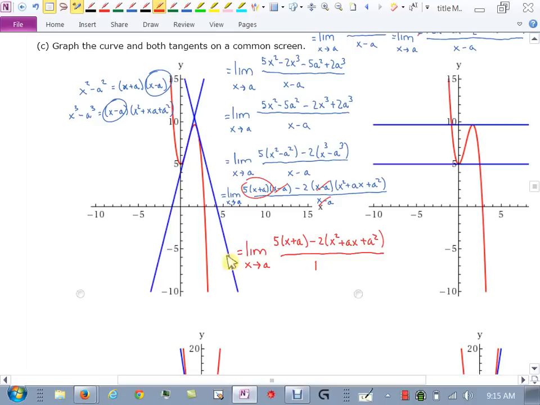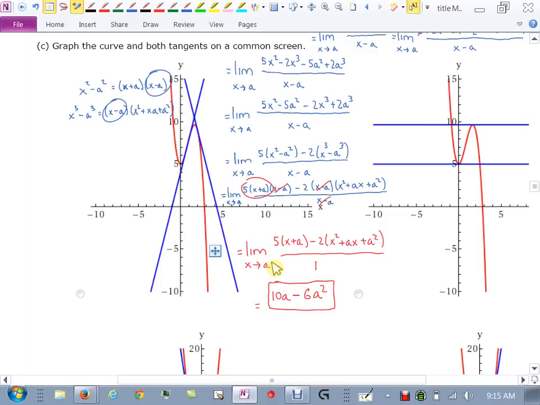And now what we do is we let x approach a. If x becomes a, we have a plus a, that's 2a, and multiplying that times 5, we get 10a. And then over here we have a squared plus a squared plus a squared, that's 3a squared, and multiplied by the negative 2, we get negative 6a squared, all over 1. So this is it. This is the slope of my tangent line, 10a minus 6a squared.